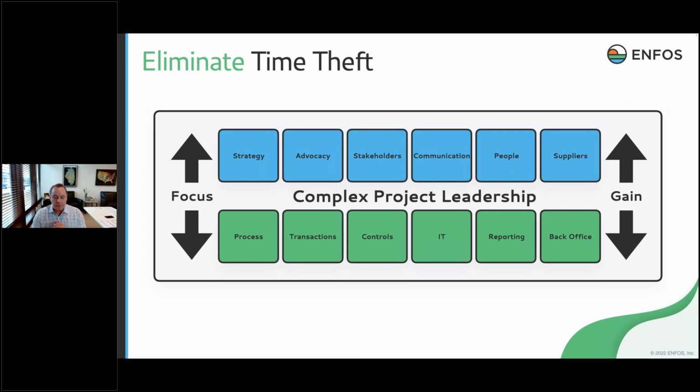So labor is very important. So how do we eliminate time theft? Well, what we recommend is that you focus your efforts, right, on these administrative type activities, process management, transaction management, your financial and project controls, your IT costs, your reporting, and your back office work. You eliminate as much of the labor and manual efforts around these activities so that your teams can focus on the more important things, right?